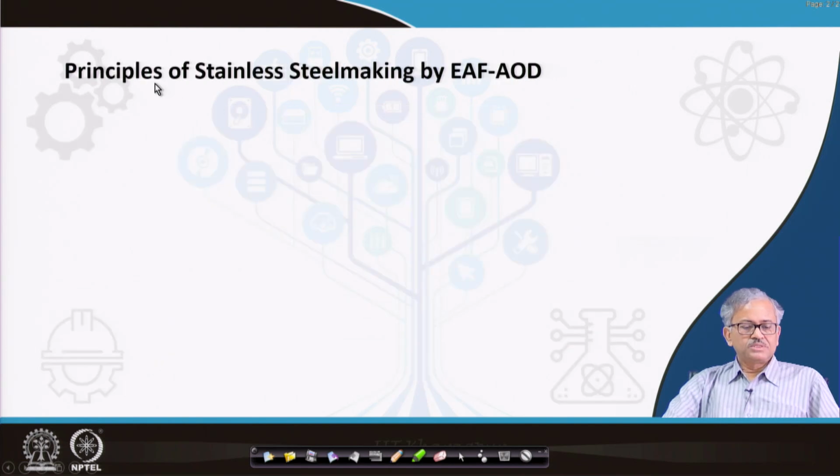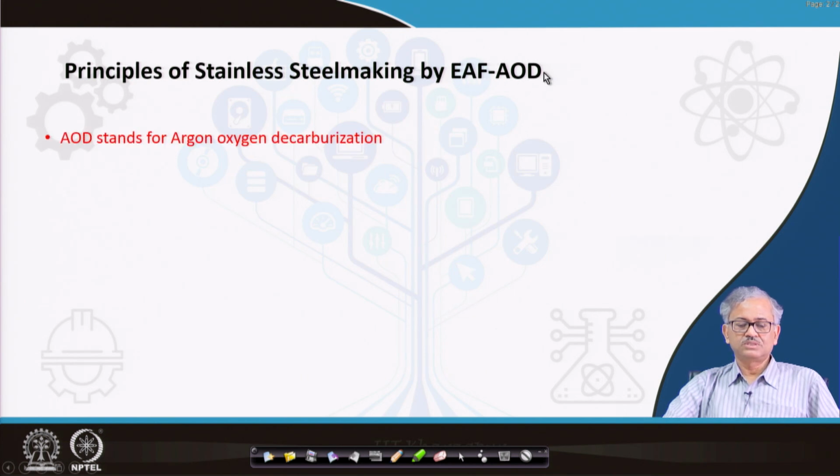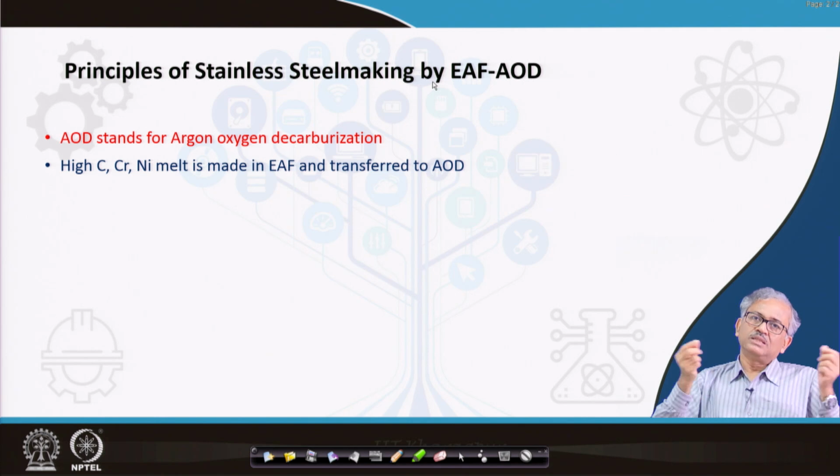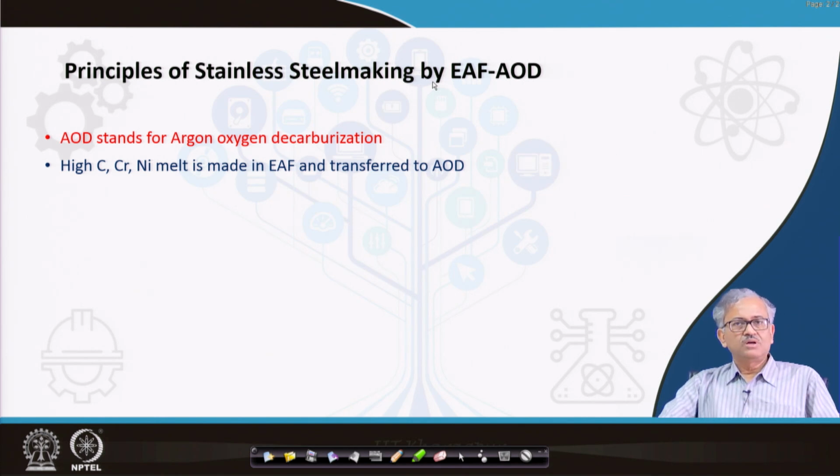Now the principles of stainless steel making are also very important. That is using the electric arc furnace and argon oxygen decarburization. First you make a high carbon chromium nickel melt in an electric arc furnace. You just melt the scrap, and then add high carbon ferrochrome, chromite ore, and the nickel alloying addition also. After doing that, you make a melt in the electric arc furnace. You can easily melt it under the arc.